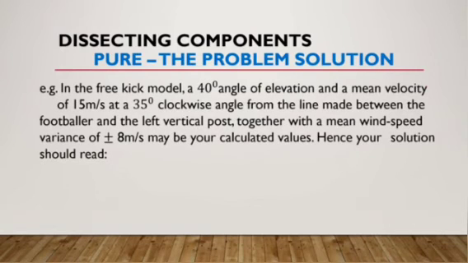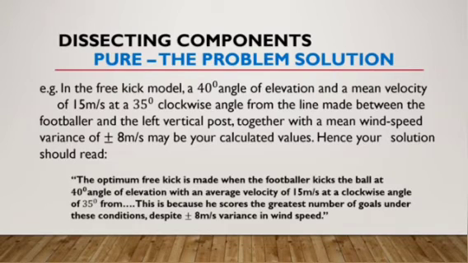For example, in the free kick model, a 40-degree angle of elevation and a mean velocity of 15 meters per second at a 35 degrees clockwise angle from the line measured between the footballer and the left post, together with the mean wind speed variance of plus or minus 8 meters per second, may be your calculated values. Hence, it would be your duty to transform these numbers into a meaningful sentence. The numbers must mean something. So this can be transformed to read as follows.